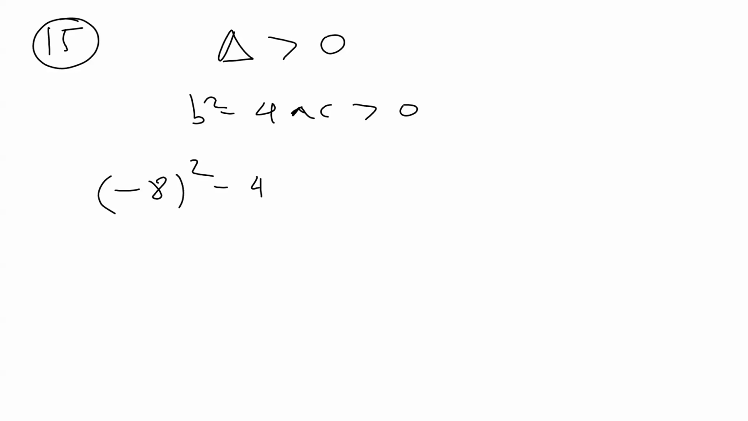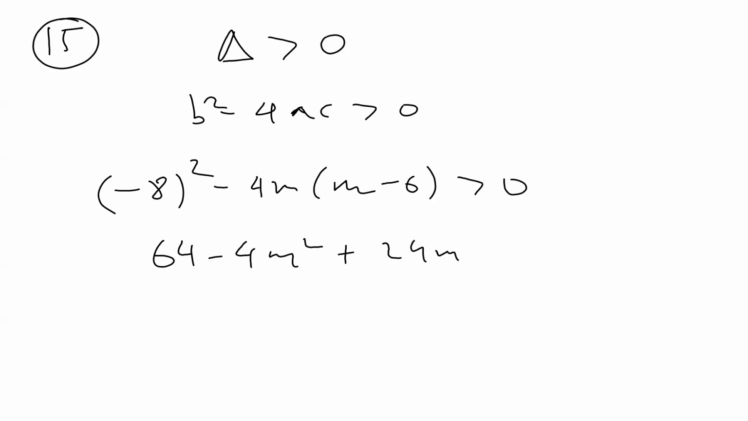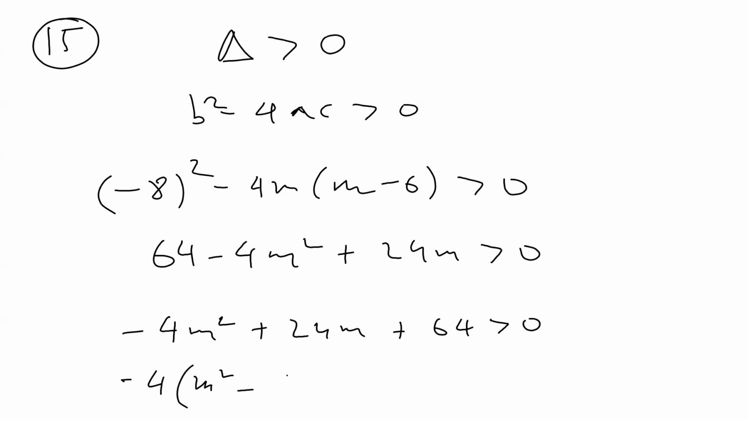15 sum. The roots are real and distinct, so delta is greater than 0. It's a quadratic equation this time, not an expression. So b square minus 4ac is greater than 0. Okay. So b square minus 8d whole square minus 4ac. A is 1. So m into m minus 6 is greater than 0. 64 minus 4m square plus 24m is greater than 0. Minus 4m square plus 24m plus 64 is greater than 0. Take minus 4 common. m square minus 6m plus 16 is greater than 0.